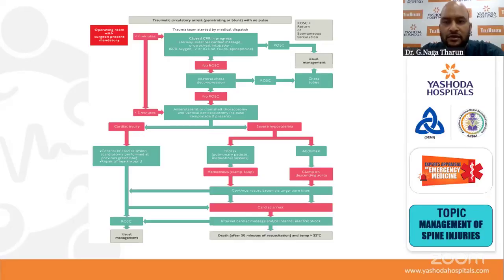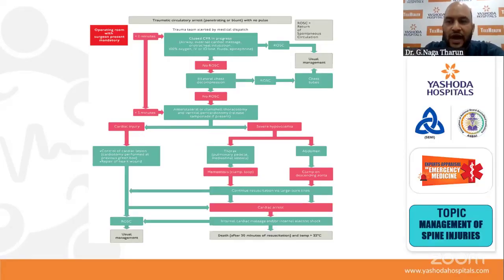And if there is no ROSC, continue CPR. If you are suspecting abdominal injuries, a clamp on the descending aorta is done in the OT. And after clamping, if there is still no return of spontaneous circulation, continue CPR. If there is no cardiac activity, then internal cardiac massage of the heart will be done, and depending upon the scenario, an internal electric shock is given.